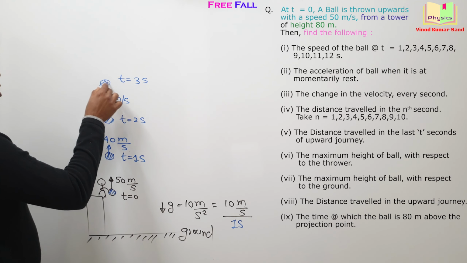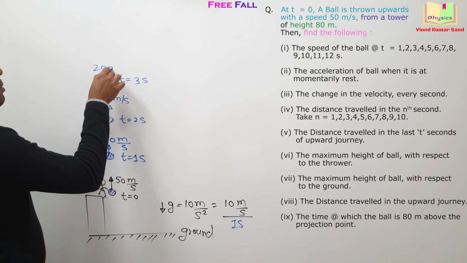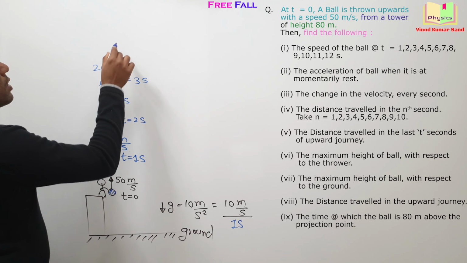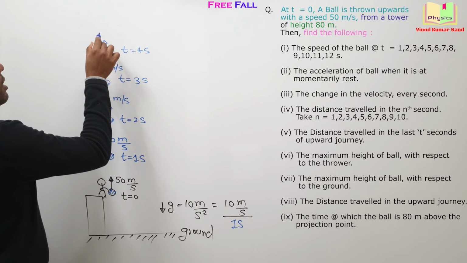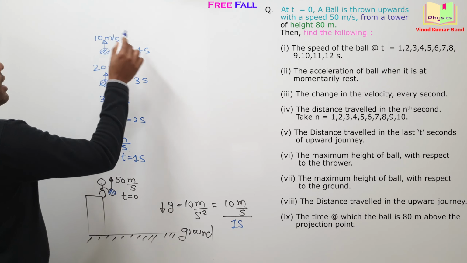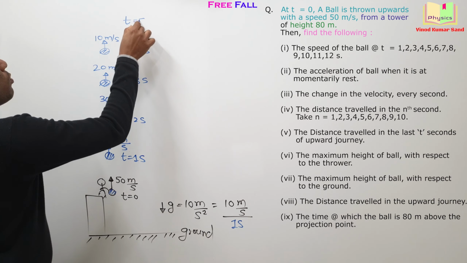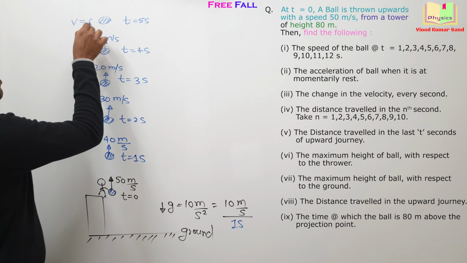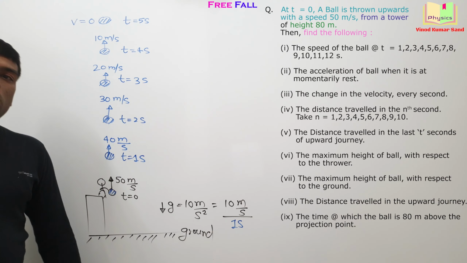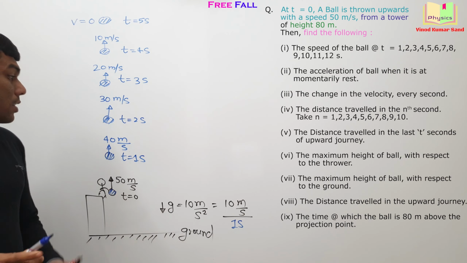The speed of the ball will be 20 meter per second. T is equal to 4 second. The speed of the ball will be 10 meter per second. And here comes t is equal to 5 second. The speed of the ball will be 0. The ball is momentarily at rest.